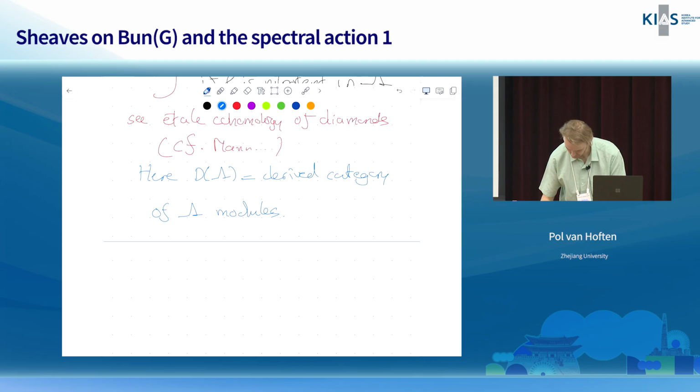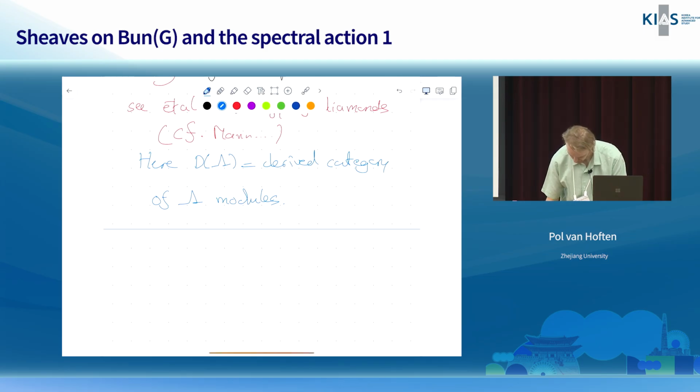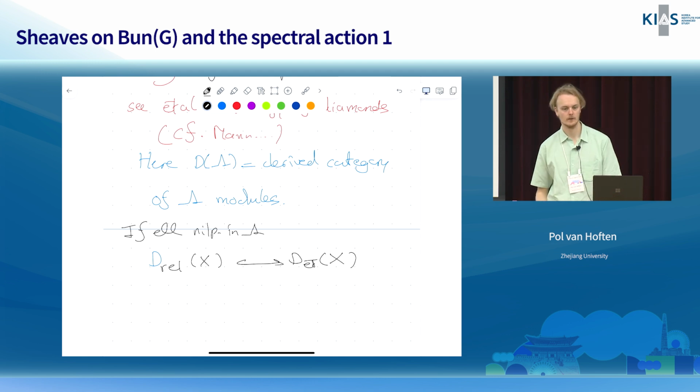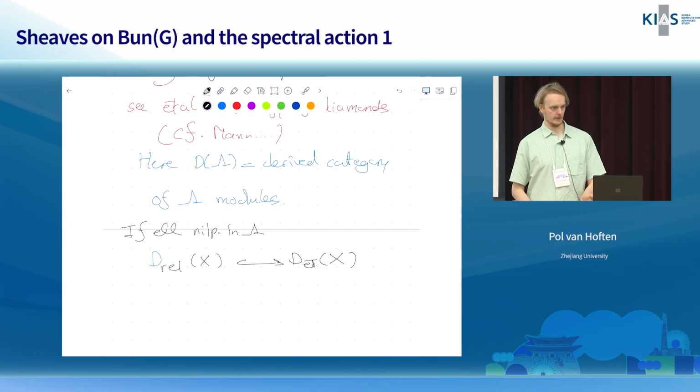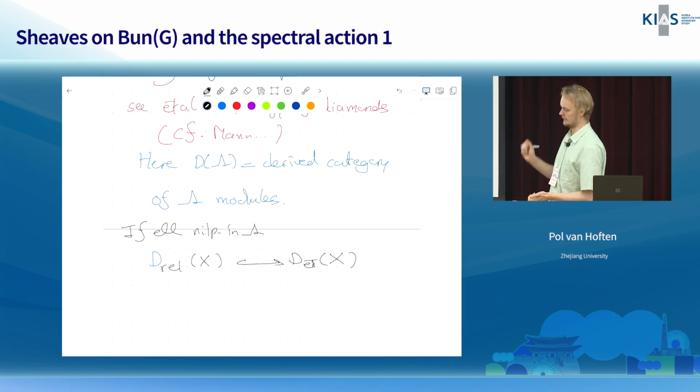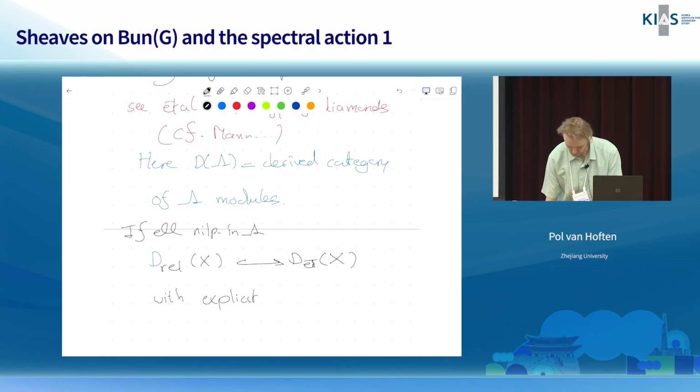Right, okay, so if L is nilpotent in Lambda, then there is indeed some fully faithful map to D_etale, and we know what the essential image is. Really there's a morphism of six-functor formalisms, and it's fully faithful, and we know what the essential image is. So let me just say the explicit essential image.